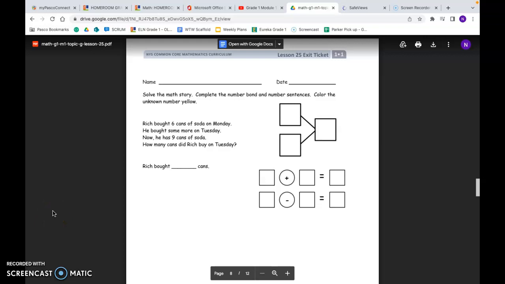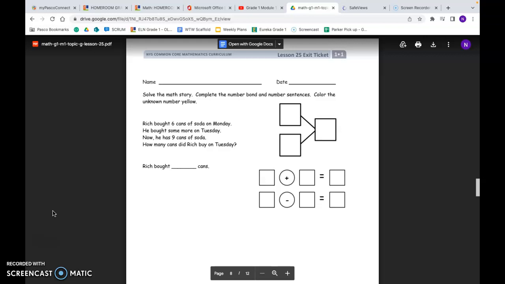Hi friends, this is your Lesson 25 exit ticket. So in your learning video, you should have learned about how you can write an addition number sentence, but then you can also turn that addition number sentence into a subtraction sentence.